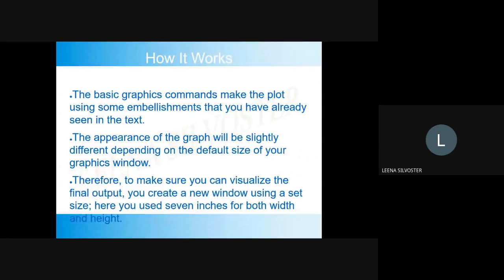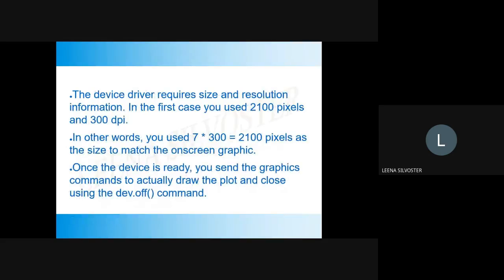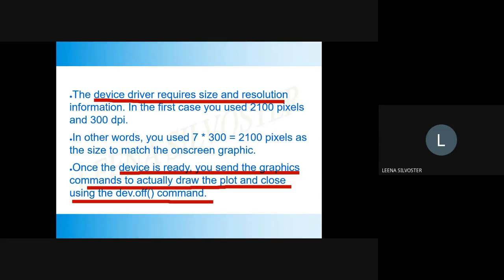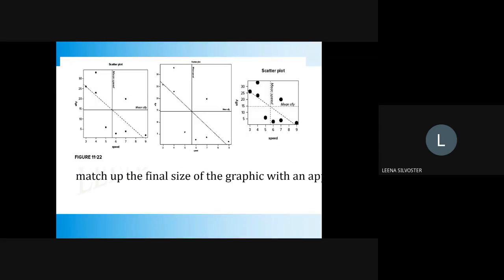So how does it work? The basic graphics commands make the plot. The appearance of the graph will be slightly different depending upon the size of the window. So you can visualize the final output and create a new window using the set size. The device driver requires size and resolution information. Once the device is ready, you can send the graphics commands to actually draw the plot and close using the dev.off command. So these are the plots we had plotted. We can visualize the variations. The sizes of the plots are varied.